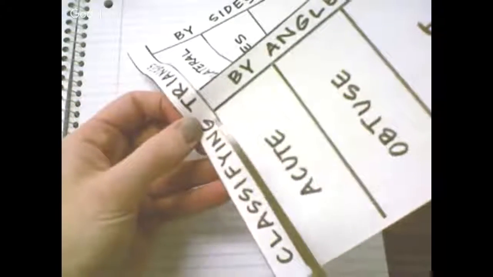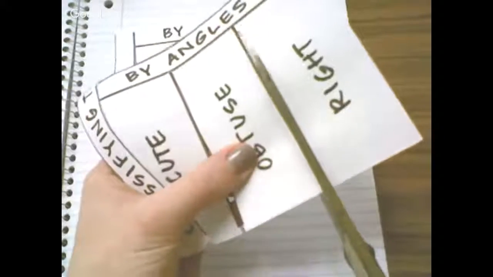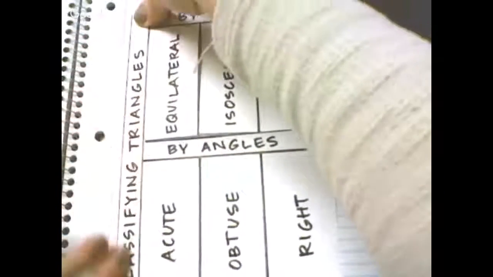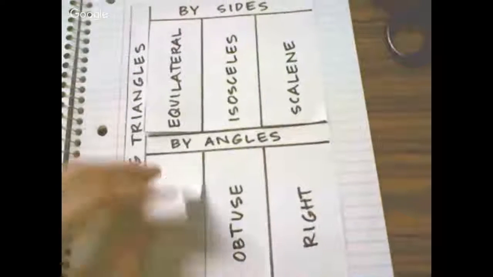Okay, now on each of these flaps, you're going to also cut. Okay, when we glue down, we're only gluing our titles. So on the back, we're only gluing on the very edge. And then the middle where it says by angles, and the top where it says by sides. So we're leaving those clear. So when we glue it down, I can still lift up all of my pieces. Okay.